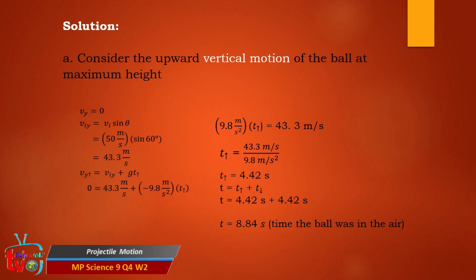But since we have said that the total time for the ball to be in the air is twice that of the time that it took the ball to reach its maximum height, 4.42 seconds times 2 will now give us the total time, which is 8.84 seconds. This is now the time the ball was in the air.